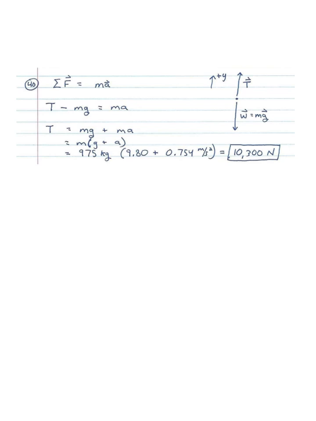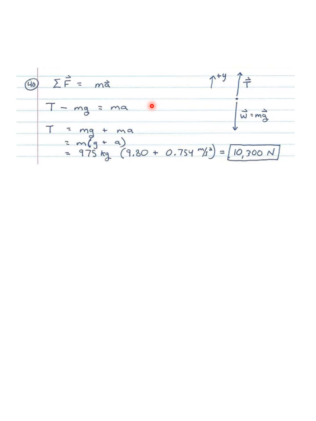Number 40. A 975 kilogram elevator accelerates upward at 0.754 meters per second squared, pulled by a cable of negligible mass. Find the tension force in the cable. Very important, as with all these force problems, that we start by drawing a force diagram. Tension upward, weight downward. So then we can apply F equals ma.